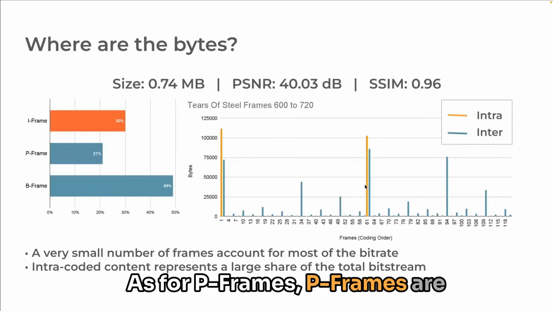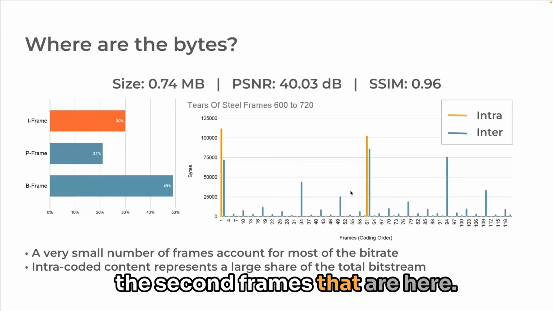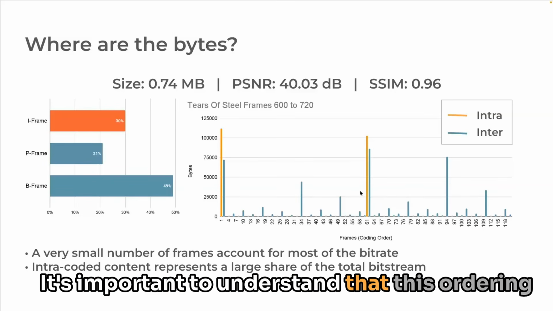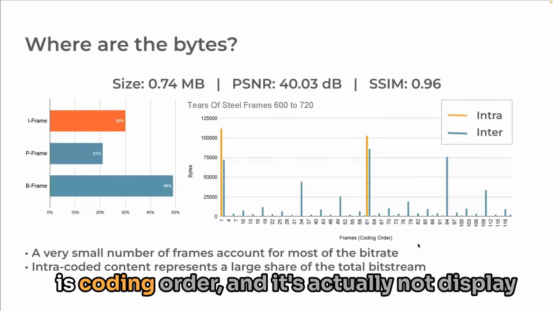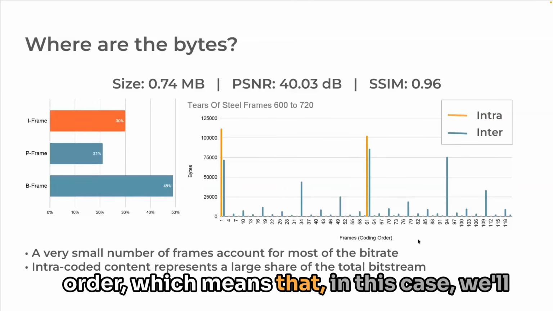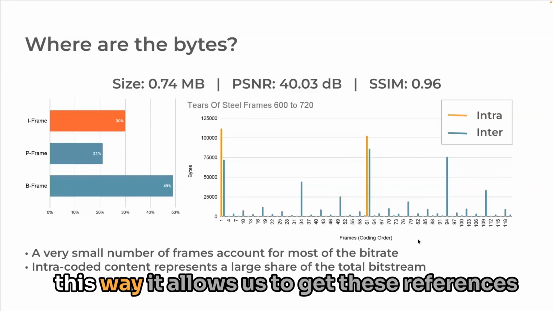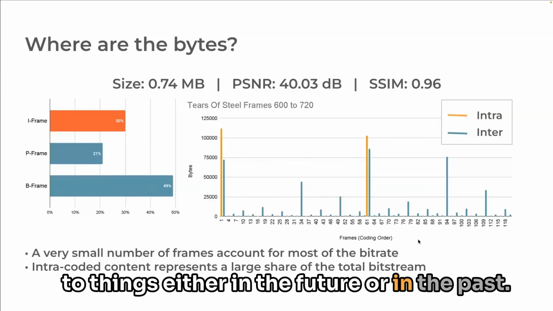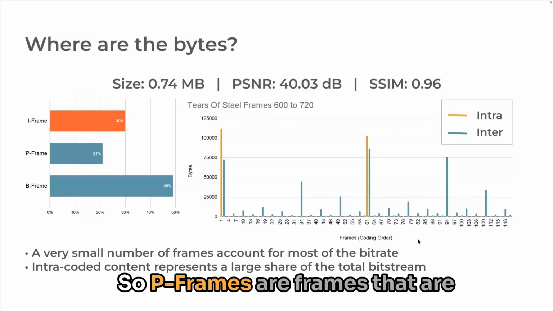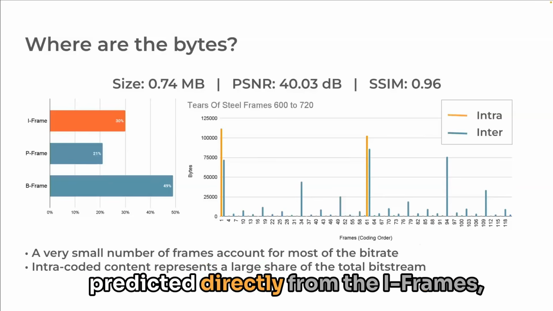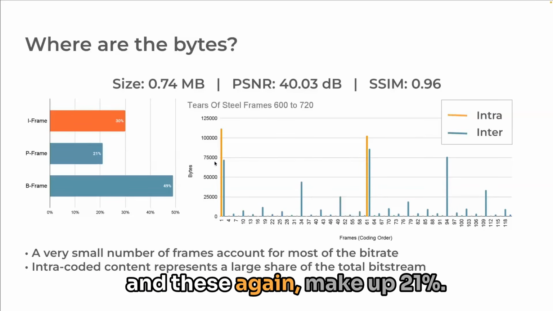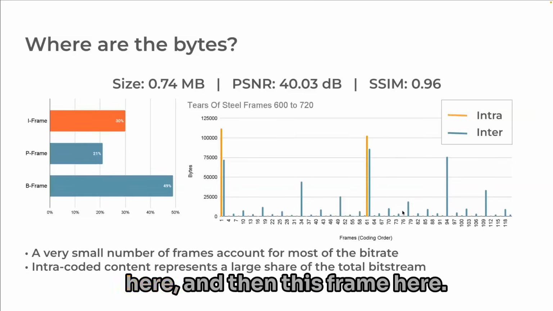As for P-frames, they are the second frames that are here. It's important to understand that this ordering is coding order, and it's actually not display order, which means that in this case we'll have frames that are coded out of order, and this way it allows us to get references to things either in the future or in the past. So P-frames are frames that are predicted directly from the I-frames, and these again make up 21%. So you have the second frame here, and then this frame here.